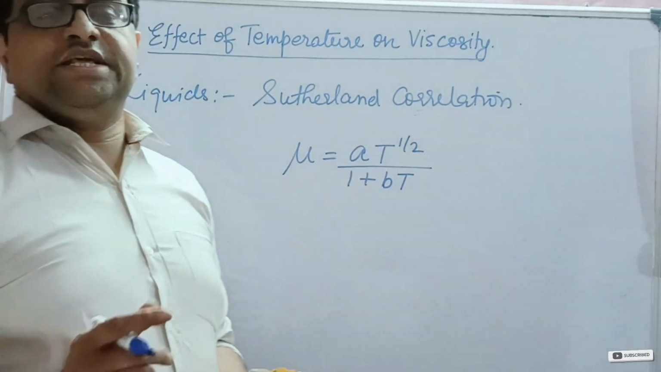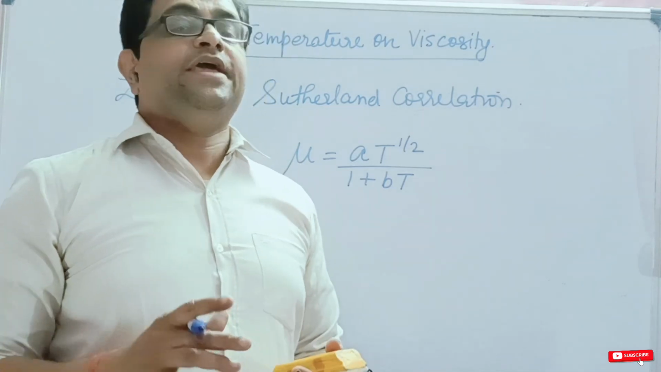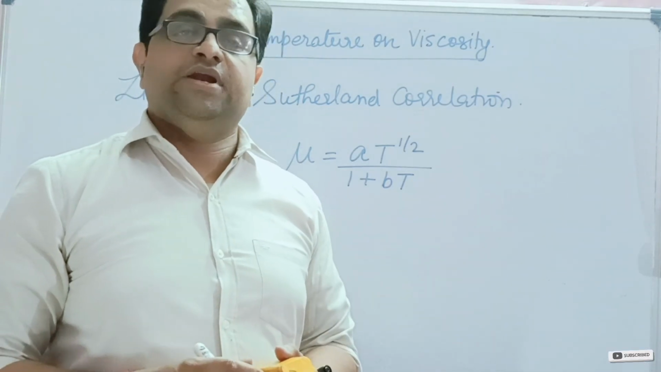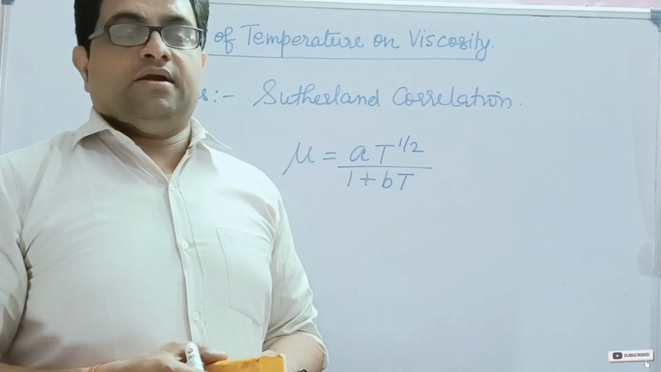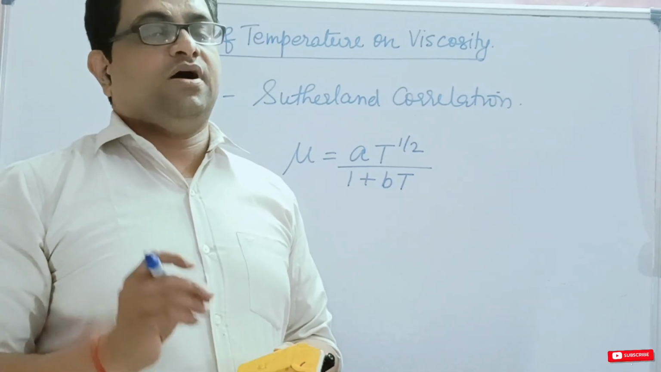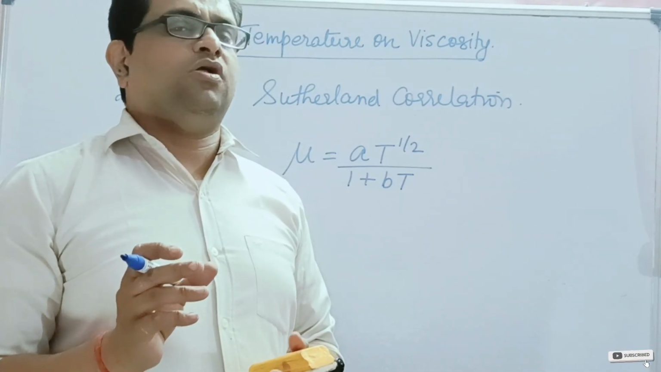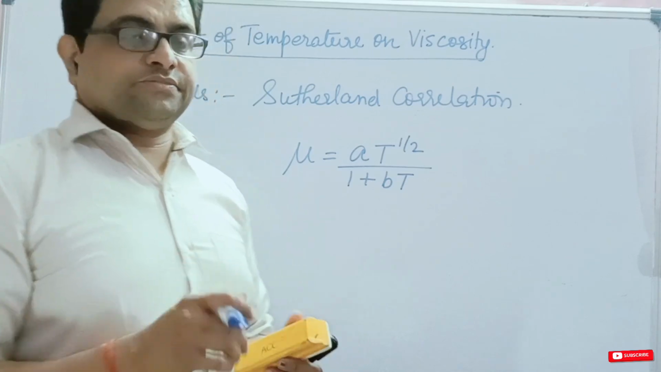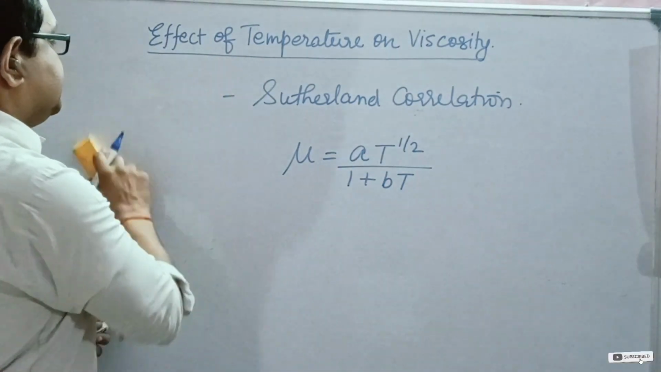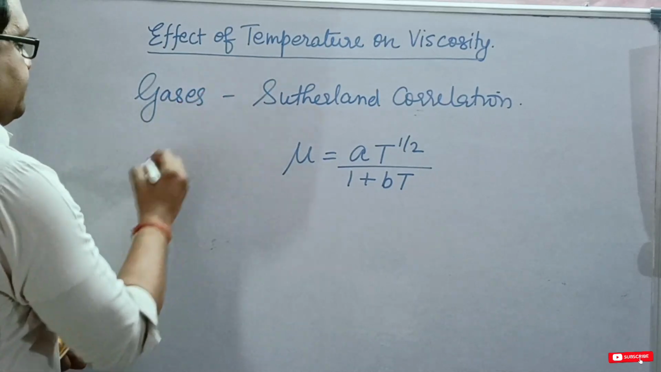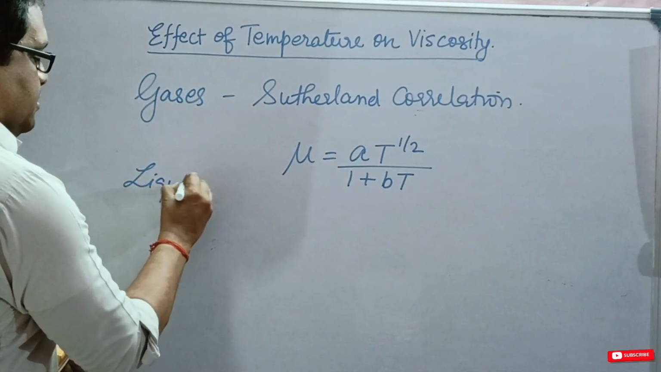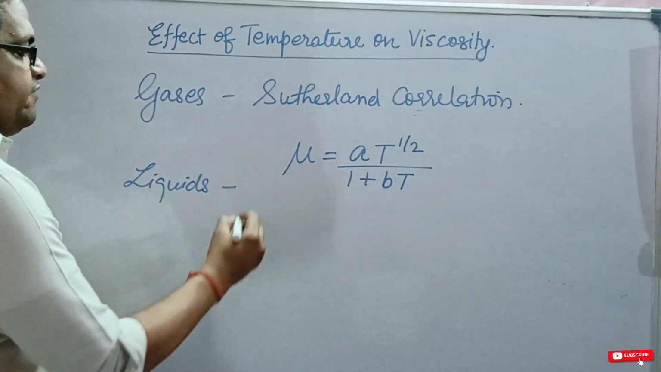Here T is the absolute temperature, and A and B are constants which are determined experimentally at a specific temperature. And for liquids also we have a law which we call the power law. Sorry, I've written here liquids, this is for gases. And for liquids we have the power law.